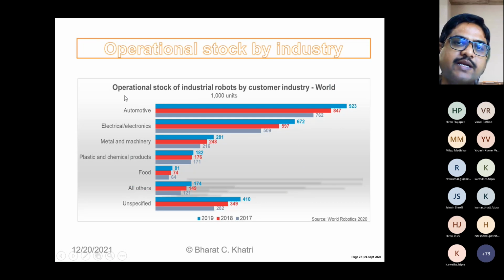And if we see where they are used, mostly robots are used in the automobile industry. So this segment is using more robots to build vehicles, right? To build vehicles in a very fast manner, to assemble vehicles and parts, the automobile industry is using more robots. The next one is the electrical and electronics industry, where robots are used. Metal machinery is also the third segment where robots are used. These are the data for 2019, 2018 and 2017, and they indicate it is continuously growing.